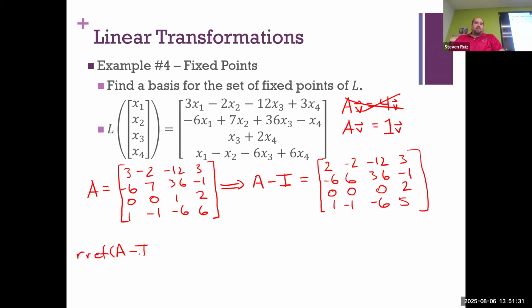So what is the reduced row echelon form of A minus I? 1, -1, -6, 0. Okay. What does that tell us?